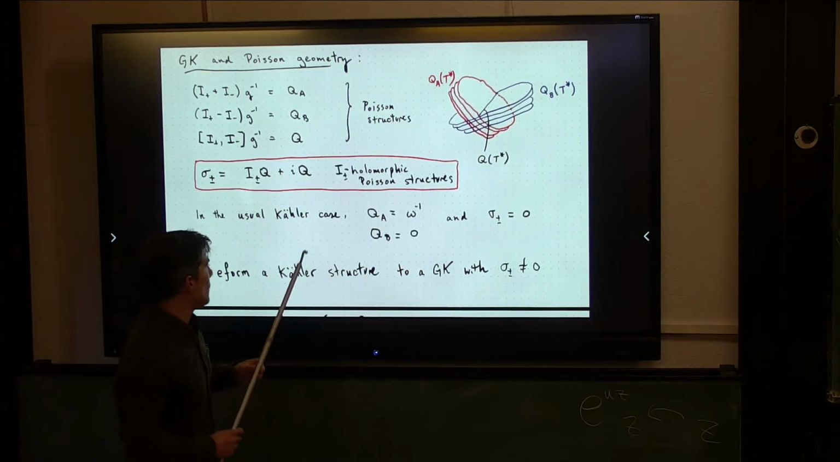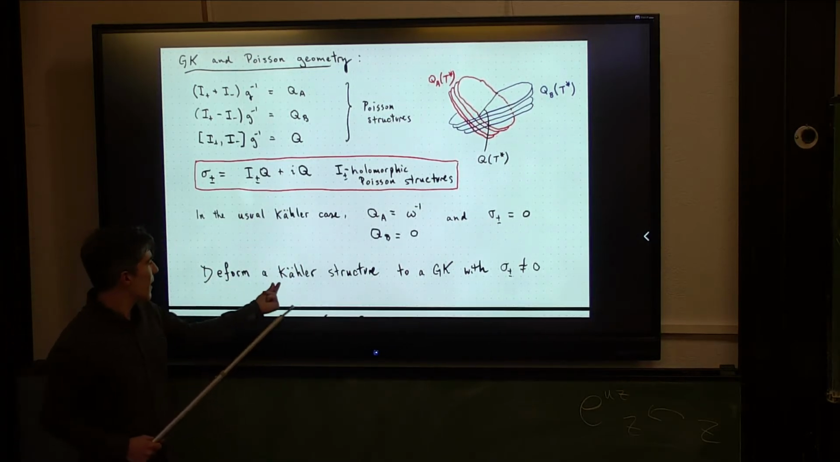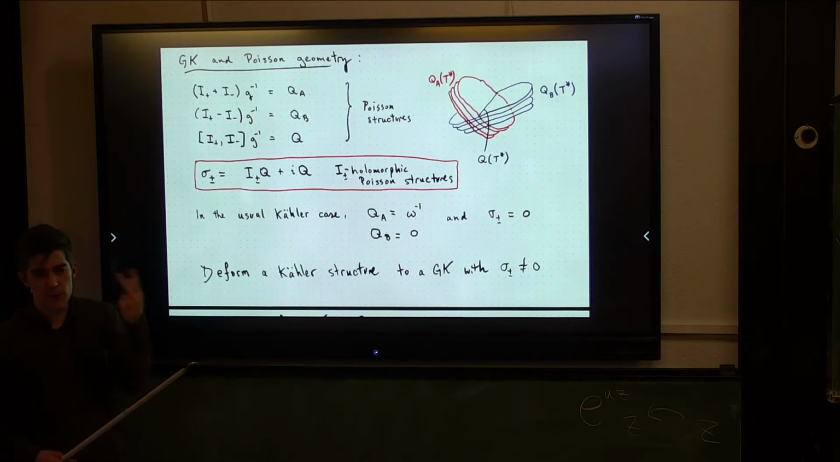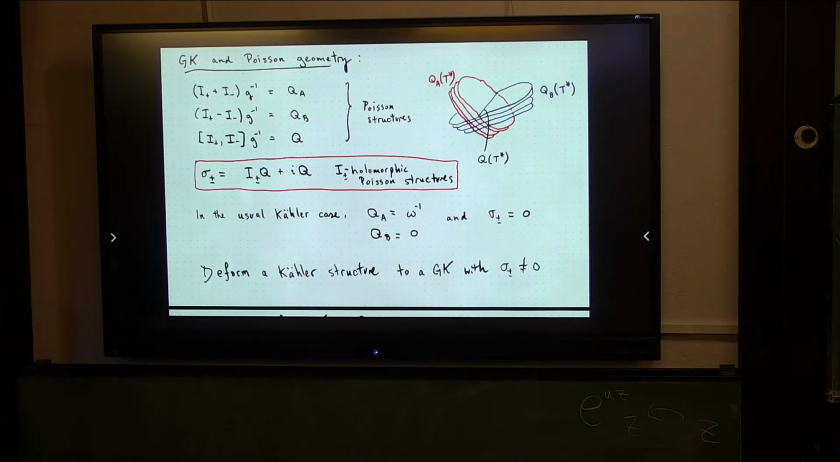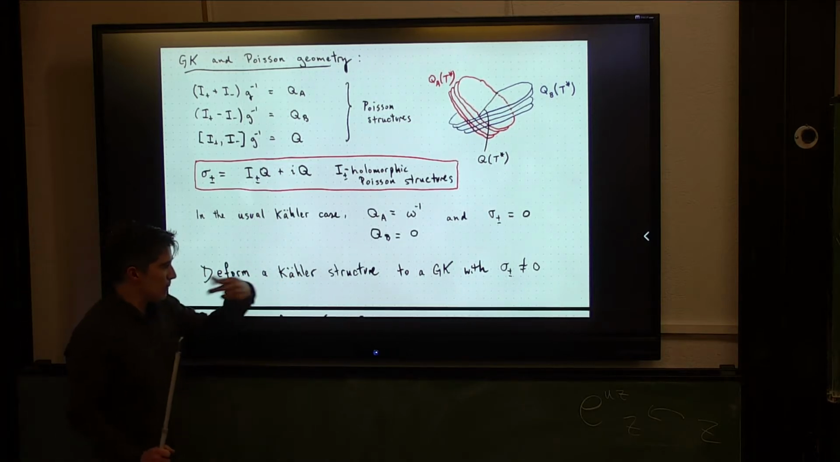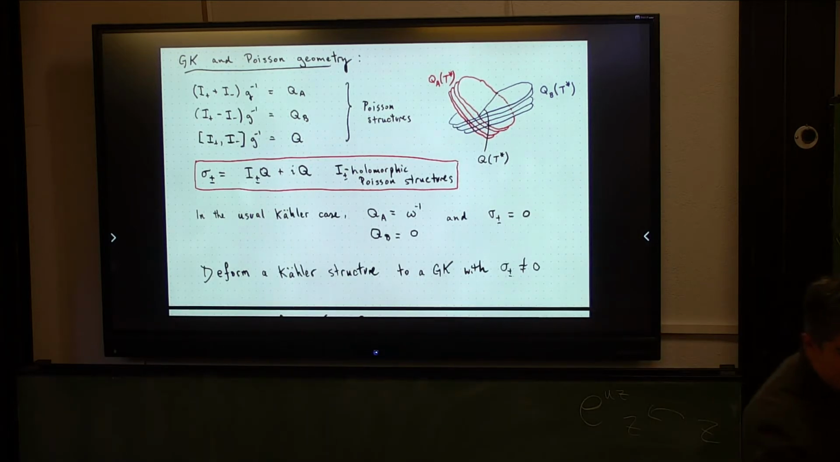Okay, so there's an obvious question: is it possible to take a Kähler structure and to deform it? I mean, the obvious question that you might ask is: does there even exist any of these bihermitian structures? Does there exist a generalized Kähler structure? I mean, that's not obvious from these equations. But maybe a related question is: can we deform a Kähler manifold into a generalized Kähler manifold?